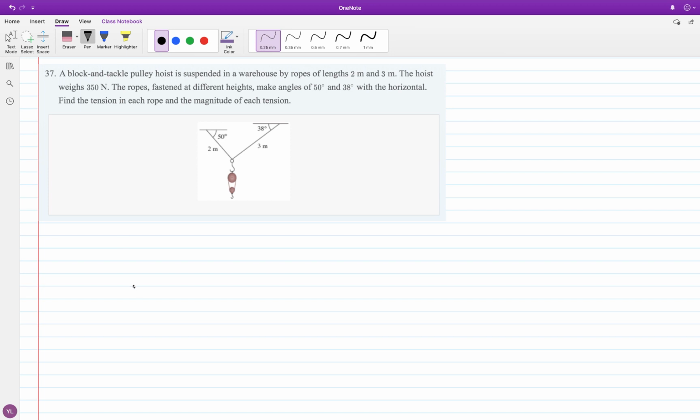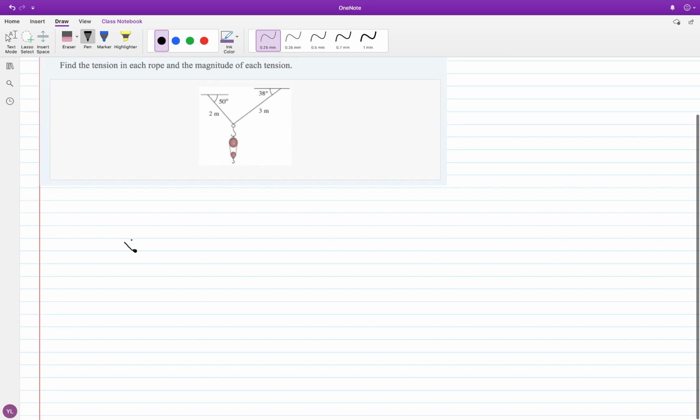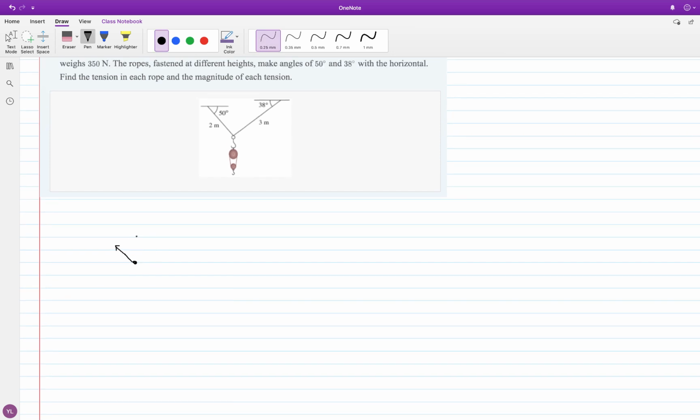So this is 12.2, number 37, and the key here is to represent the forces involved in the problem in 2 dimensions by using vectors with 2 components. So I've got 2 force vectors pointing in the direction of each of the ropes. I'll call them U and V, and then I have a force acting on the object which goes directly downward.